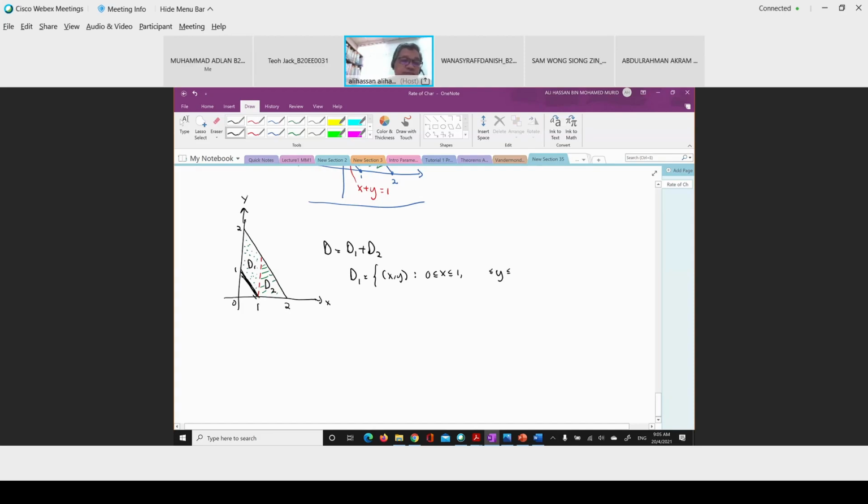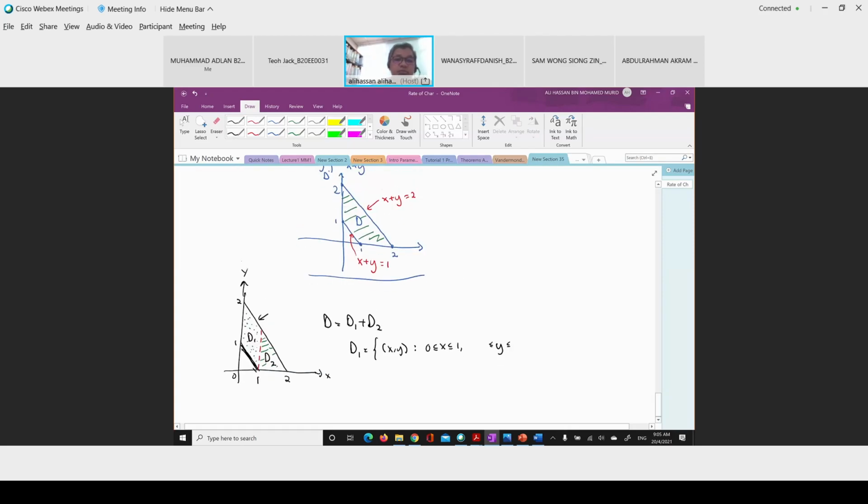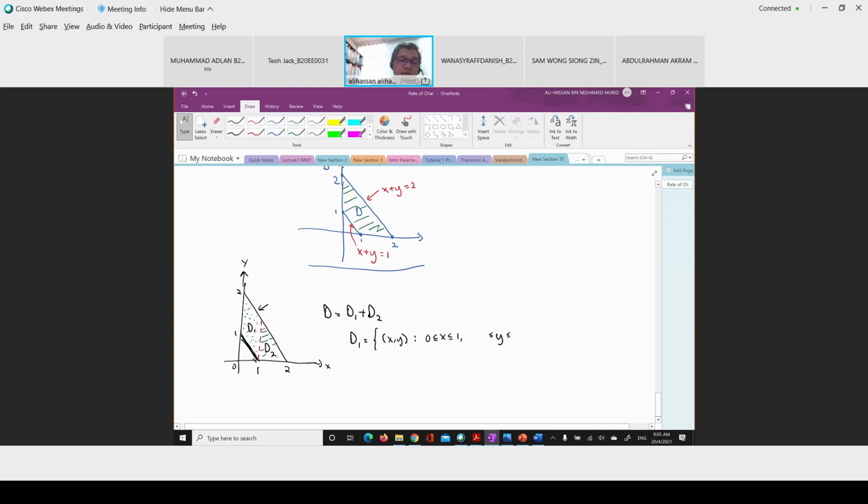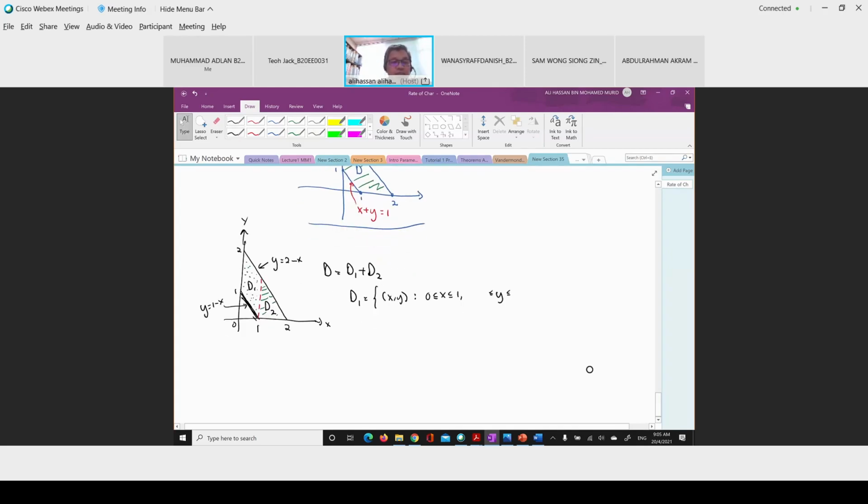The upper line is what? We have x plus y equal to 2. So that means y is equal to 2 minus x, while the lower line, we are given x plus y equal to 1. So the lower line is y equal to 1 minus x. So for D1, y is bounded below by 1 minus x and bounded above by 2 minus x.